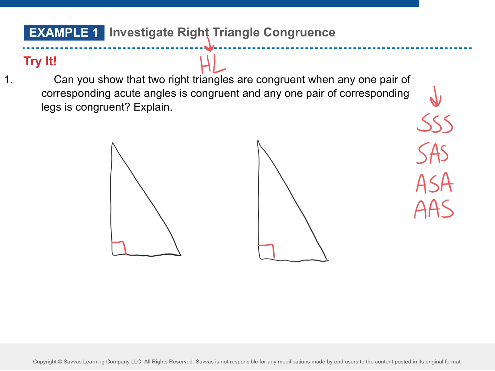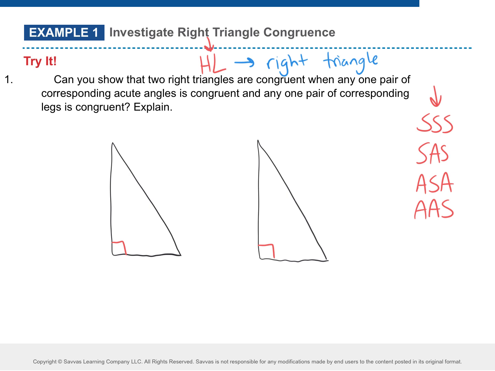Right triangle. Okay, write this note down. You can only use hypotenuse leg if it is a right triangle. That is the only way you can use hypotenuse leg theorem. Okay, so what this means is in order for two right triangles to be congruent, they have to have a congruent hypotenuse, and they have to have a congruent leg, and obviously the right angle.